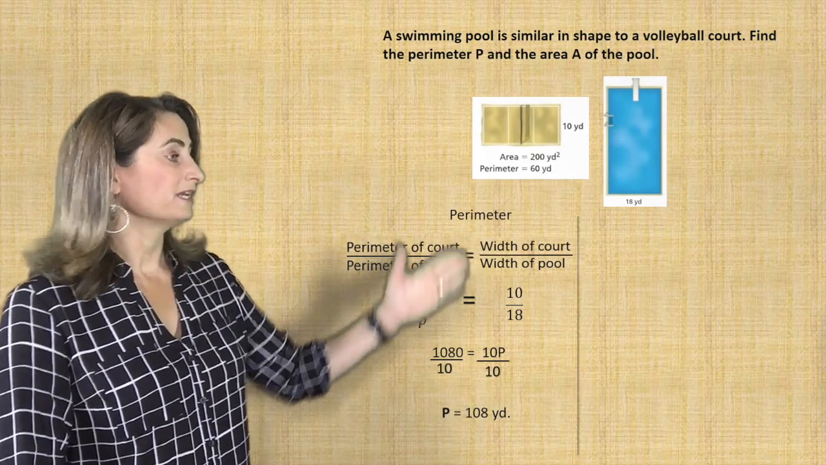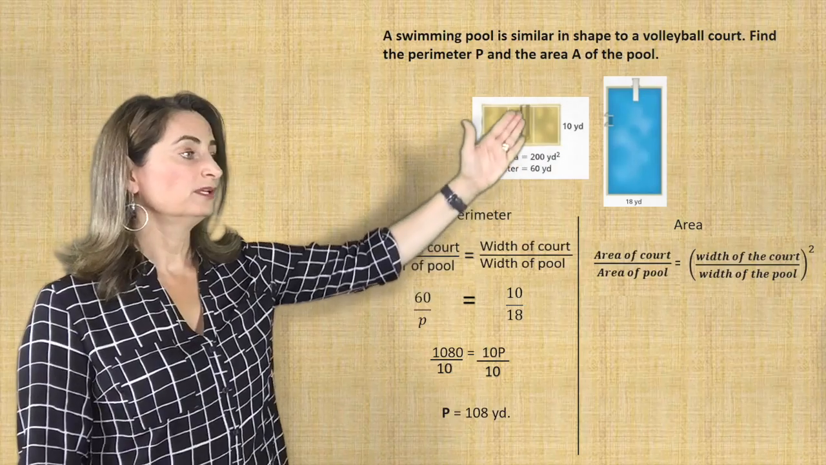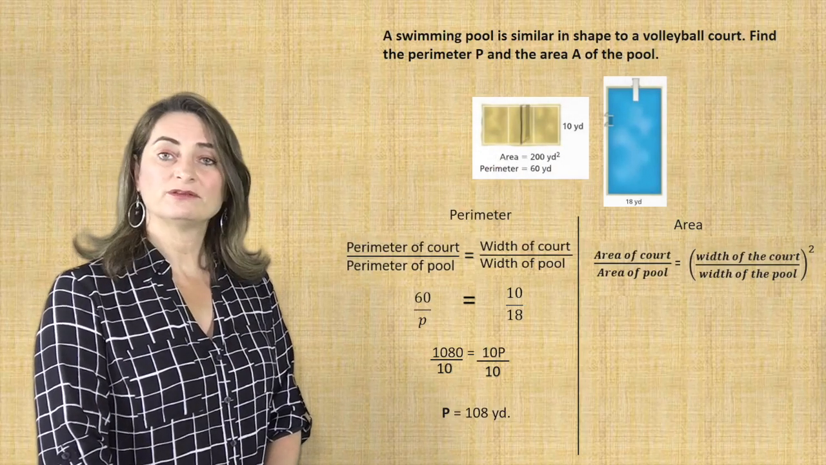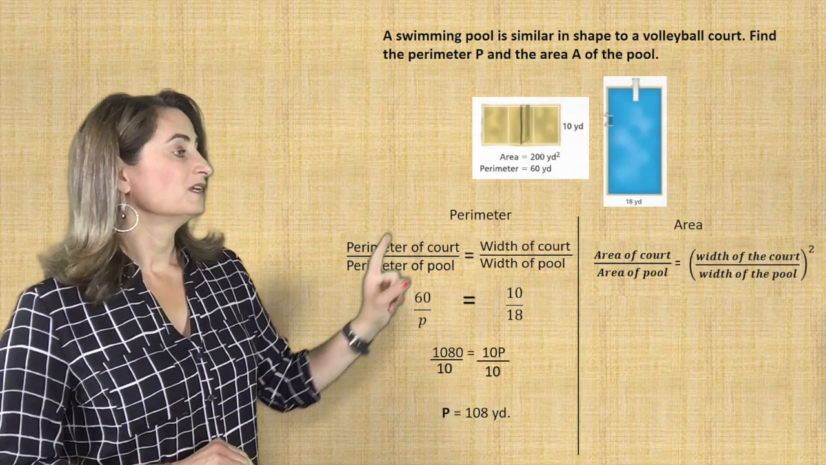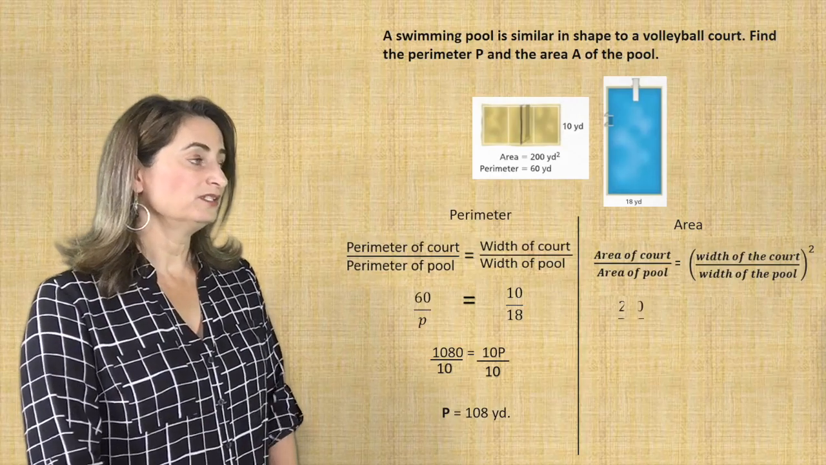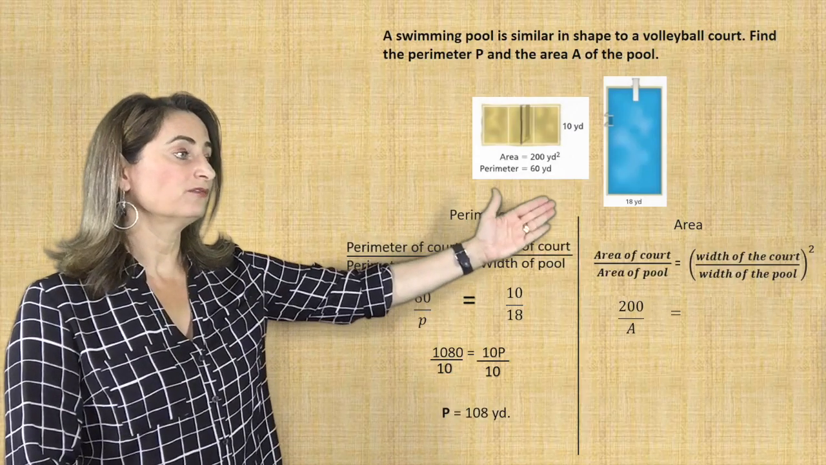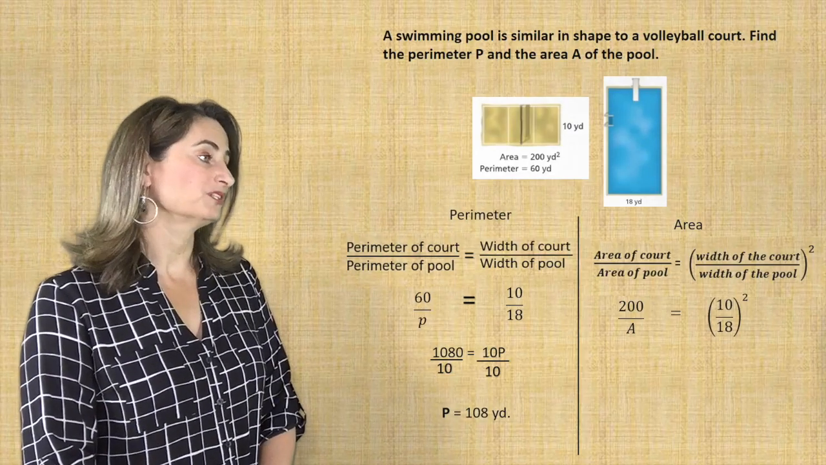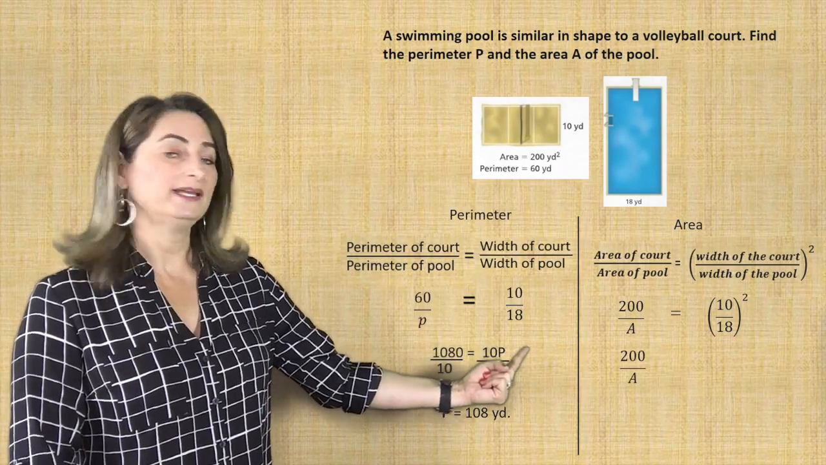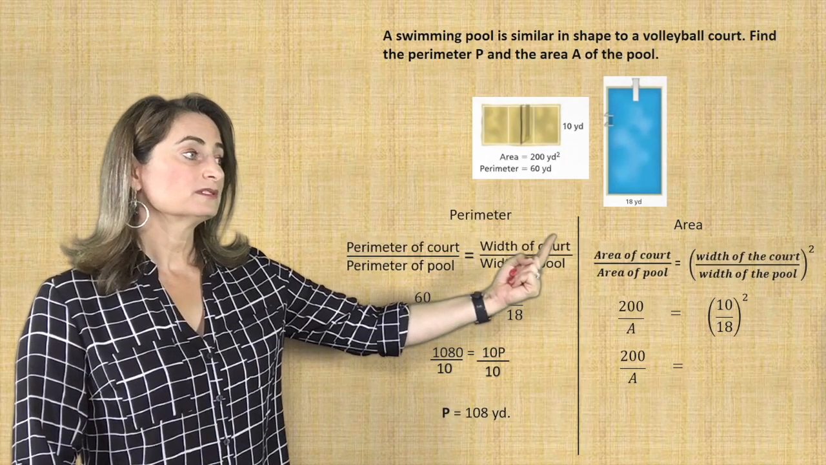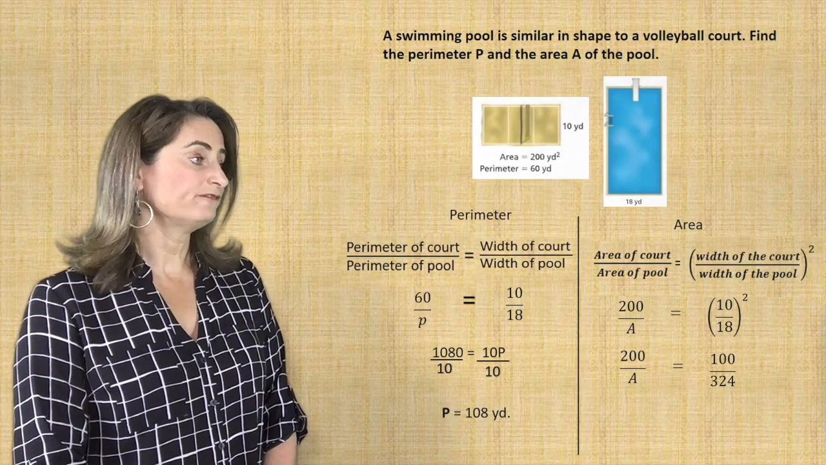Now the area. Set up your ratio first. Area of the court to the pool equals the width of the court to the width of the pool, but this time it's squared because it's an area. And remember to square the numbers first. So the area of the court is 200 divided by A, I don't know what A is, which is the area of the swimming pool, equals the side length of the court, 10, over the side length of the pool, which is 18, but now you need to square it. So now bring 200 over A down, equals 10 squared is 100, and 18 squared is 324. So remember to square first.